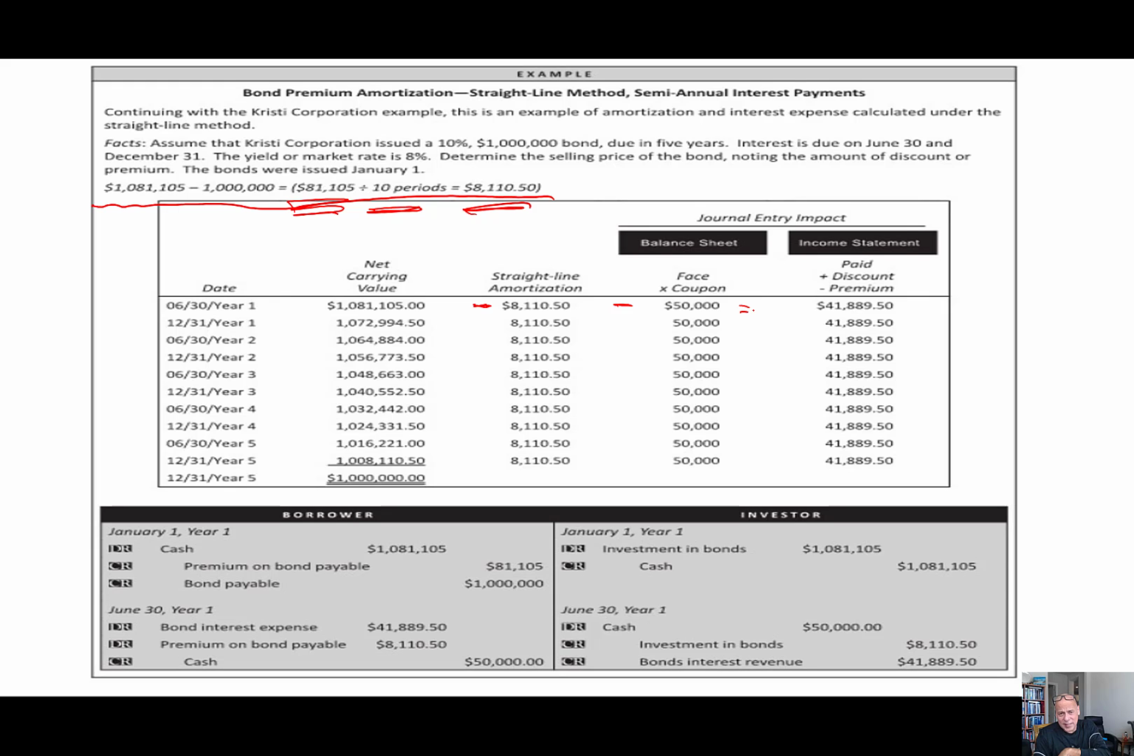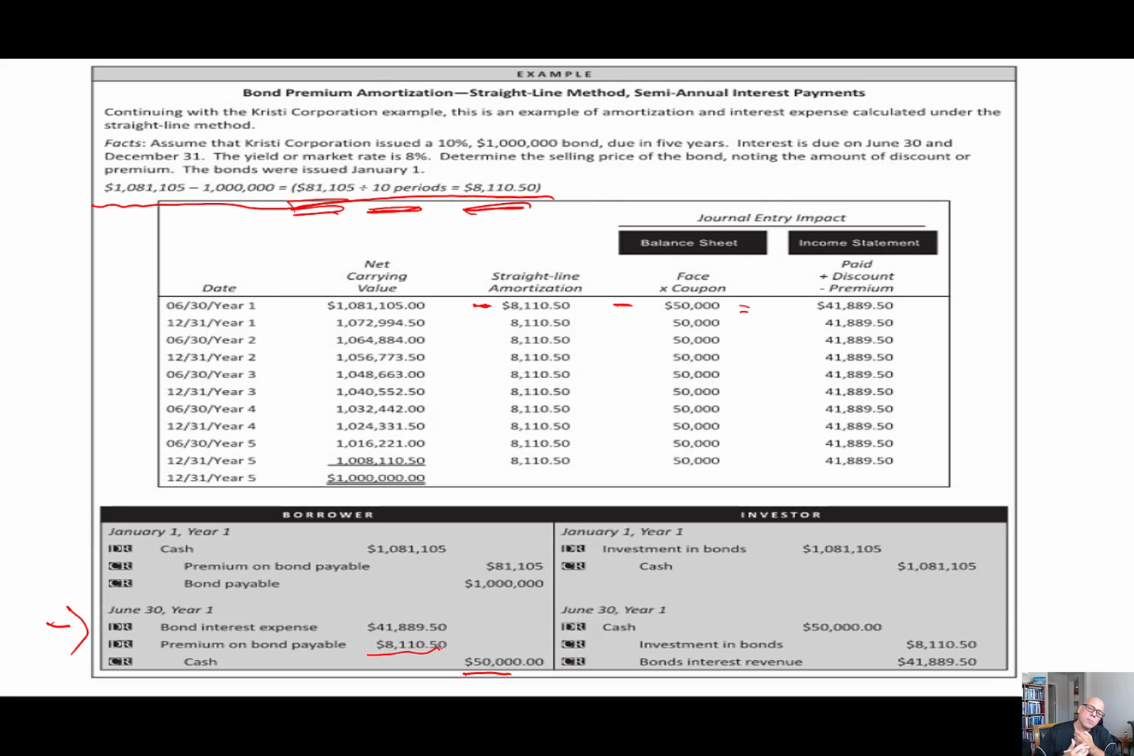It's less than $50,000, and I account for that every 6 months by amortizing that over the 10 semi-annual interest payments. So when I make that first interest payment, I debit my interest expense, not $50,000. My interest expense is less than $50,000 because I get to keep that extra $81,105, the premium. I have to credit cash $50,000 because I'm going to pay him $50,000 cash, and now I go ahead and debit premium for the $8,110.